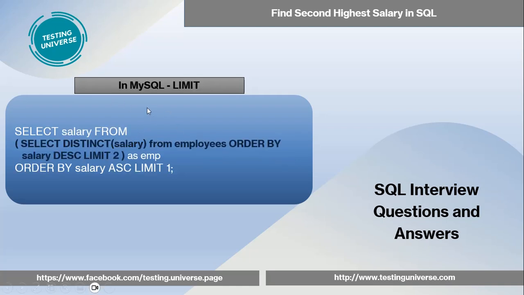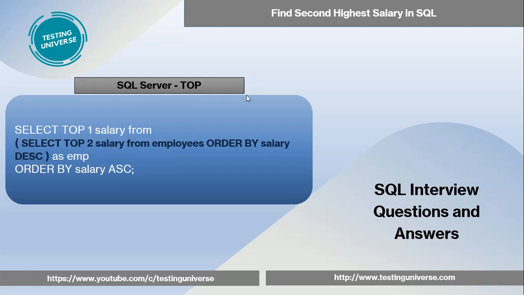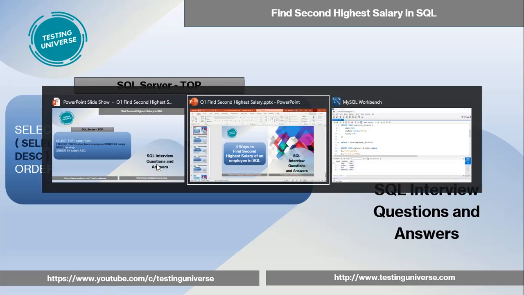The third way of writing is using the limit clause, which is executable only in MySQL. You can see over here, limit is a clause which is specific to MySQL. In SQL Server or Oracle it may not work. And there is a top clause which is used in SQL Server. Top is specific to SQL Server, not to any other database. With the help of top, we can also identify the second highest salary. So we'll write the queries one by one.